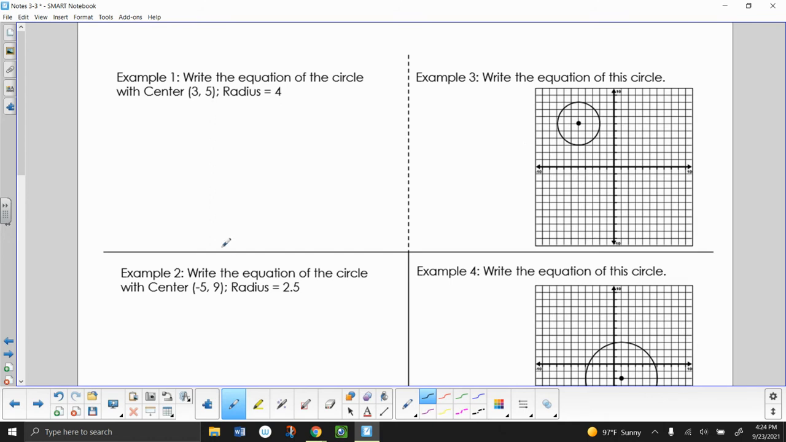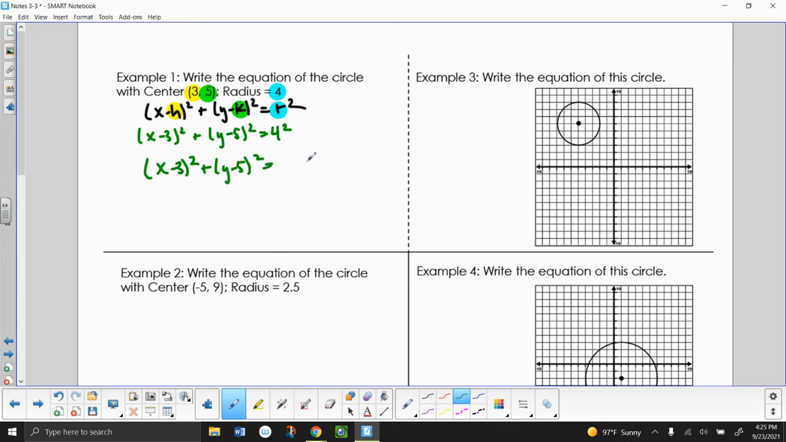Looking at example number 1, it says write the equation of a circle with center (3, 5) and radius 4. Remember that the equation of a circle is (x - h)² + (y - k)² = r². We're given our h and our k, which is the center, so we plug in h for h, k for k, and r for r. Plugging those numbers in, we end up with (x - 3)² + (y - 5)² = 4², which simplifies to 16. So our final answer is (x - 3)² + (y - 5)² = 16.